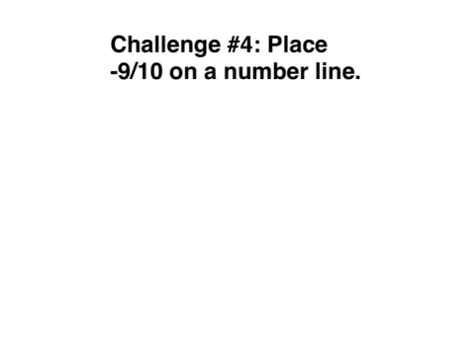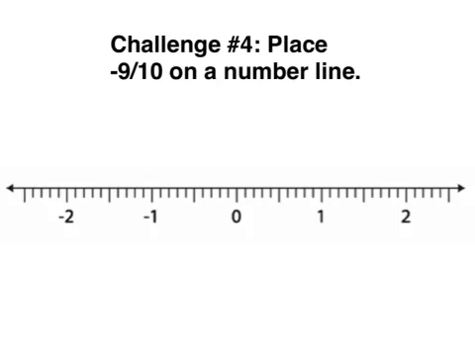Our final challenge for the day. Place -9/10 on the number line. Now we know that -9/10 is the opposite of 9/10. So when we are looking at this number line here, we should know, again, we're counting, this is 10 steps to get from 0 to 1. 9 out of 10 of those steps would be right here. That's where 9/10 would go.